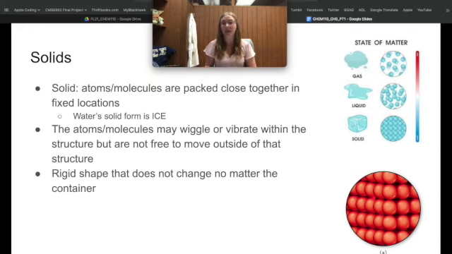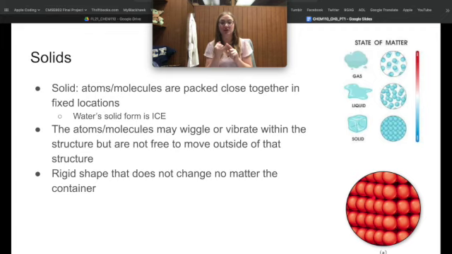So you can put a gold ring in a Tupperware container. It's not going to change anything about the gold ring. You could set it on the counter. It's not going to change anything. You could put it in my water bottle. It's not going to change anything about that gold ring itself. It's going to still keep its same shape, and it's not going to change no matter where you set it down, basically. So that's kind of how we're thinking about a solid.